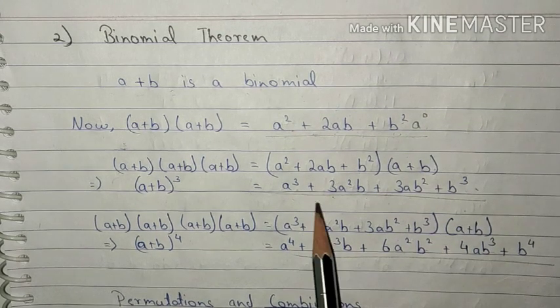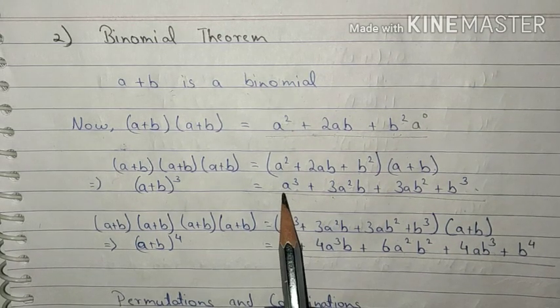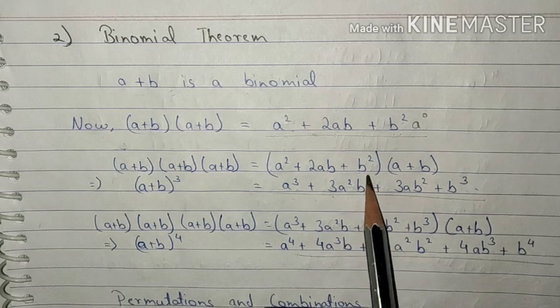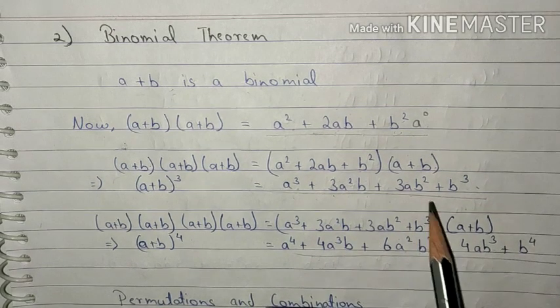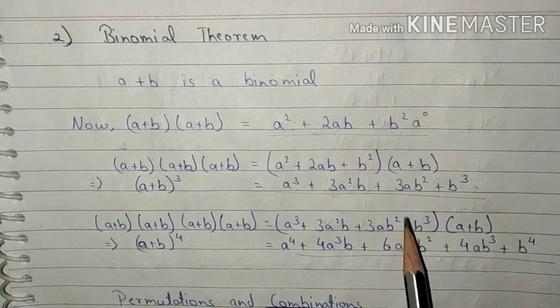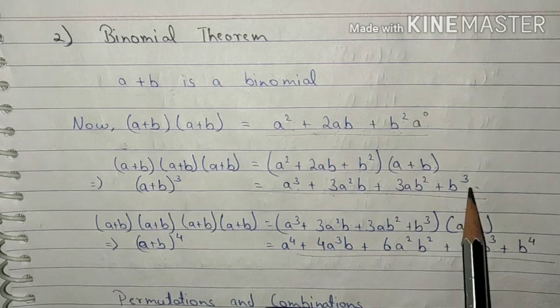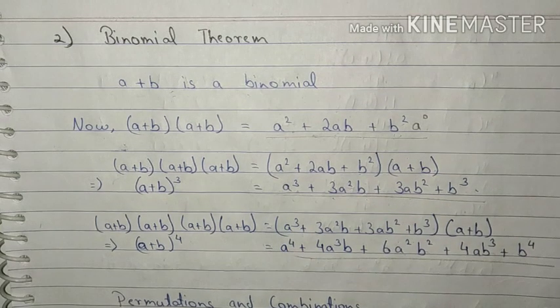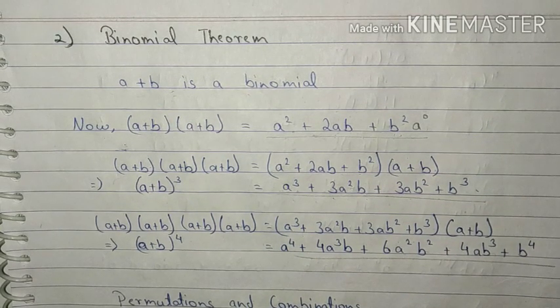In the same manner, observe here also, power of A is 3; here power of A is 2 and B is 1, so 2 plus 1 will be 3; and here power of A is 1, B is 2, so 1 plus 2 will be 3; and here the power of B is 3. That is, for each term the sum of the powers is the same. You can observe the same thing in this equation also.